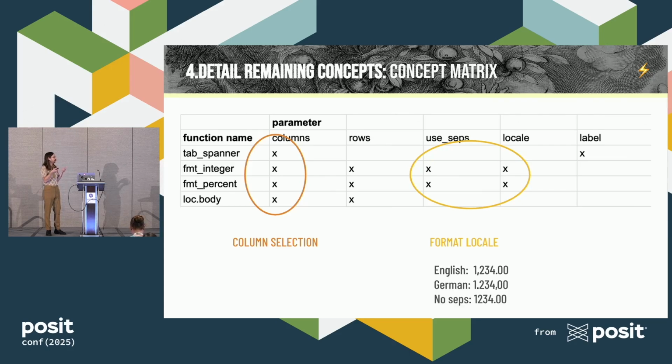To show you how locale might work, if you have, say, the number 1,234, in English you might separate the 1 and 2 with a comma. In German, you might use a period, and then you might use a comma where the English period was. And if you use no separators, you might not have a comma at all. So essentially, locale determines how these numbers get formatted, and it interacts with other things.